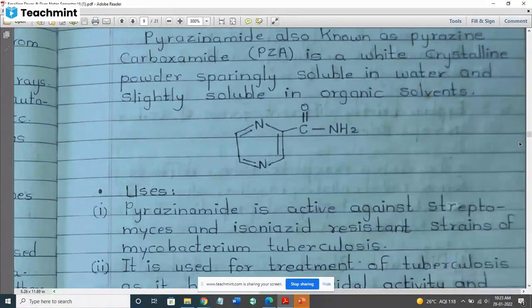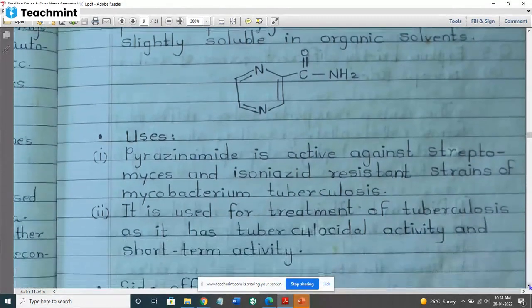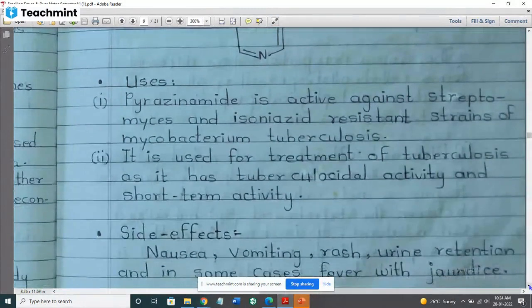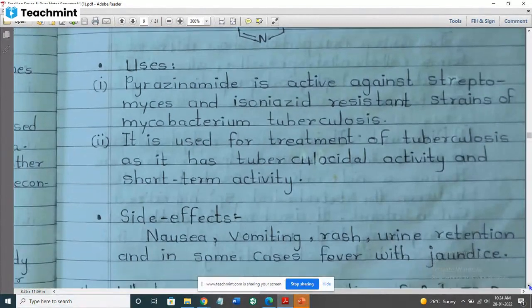It is active against streptomycin and isoniazid resistant strains of Mycobacterium tuberculosis. This drug is also known as pyrazine carboxamide. It is a white crystalline powder, sparingly soluble in water and slightly soluble in organic solvents. As an anti-tuberculosis drug, it is used for bacterial infections, for the treatment of tuberculosis, as it has tuberculocidal and short-term activity.